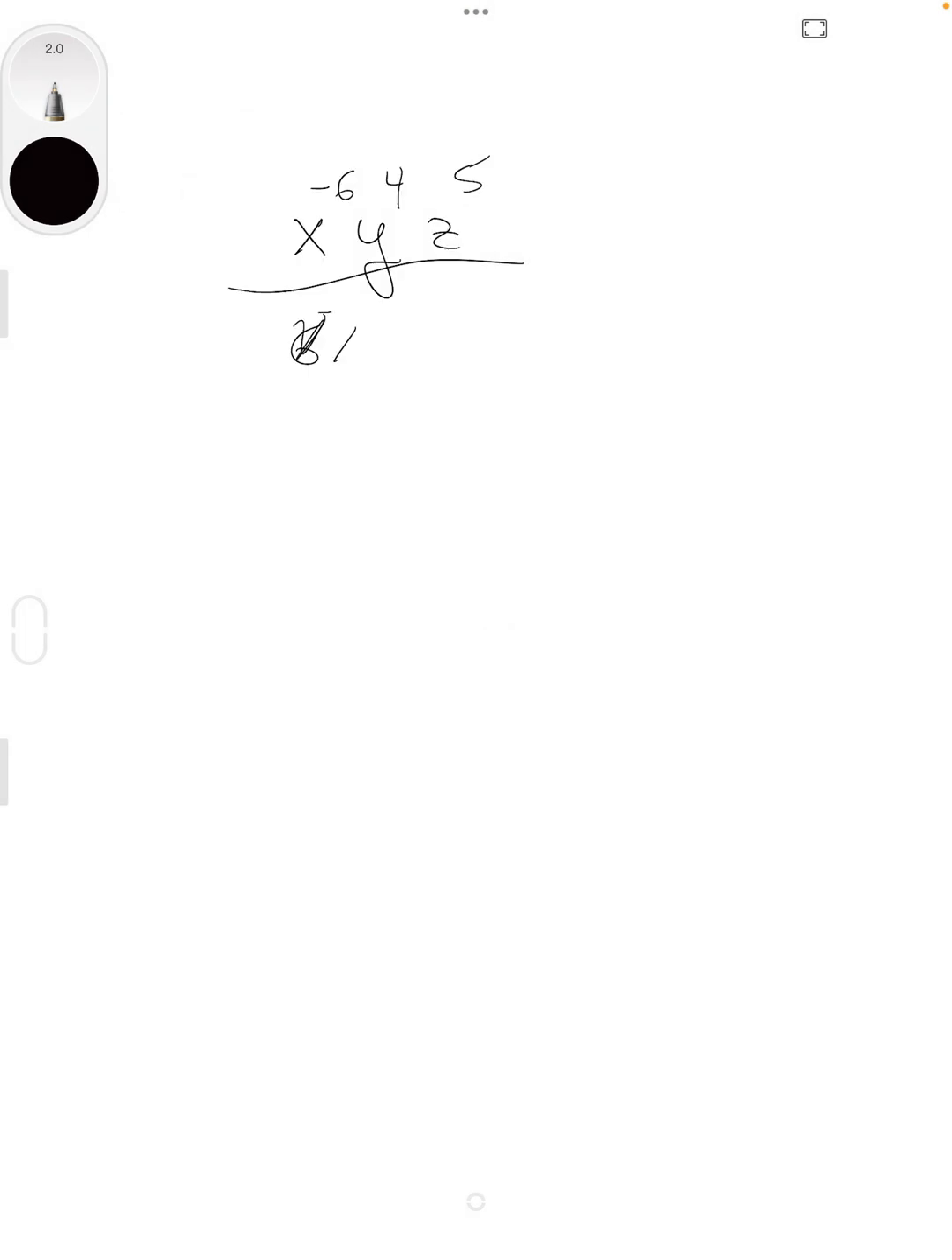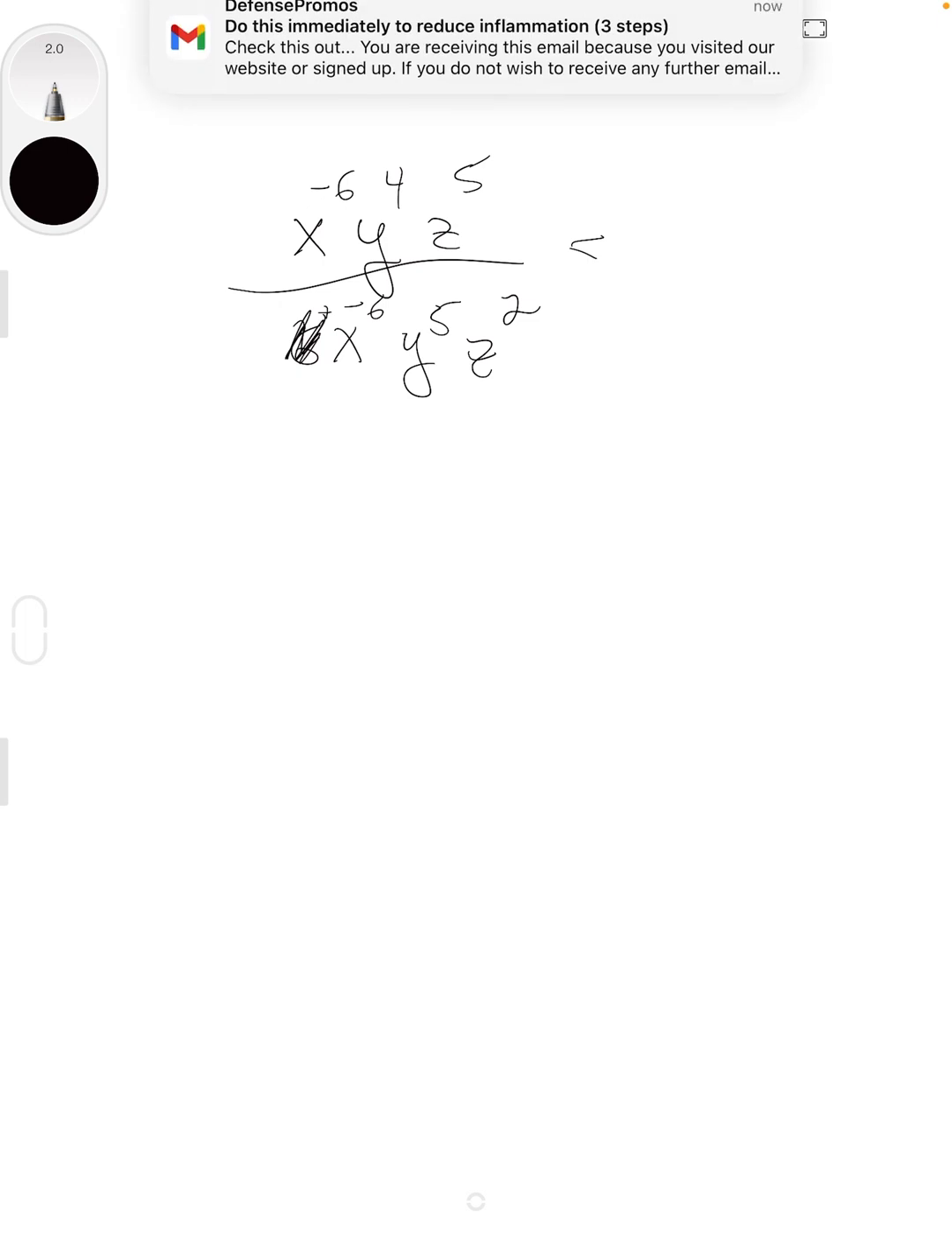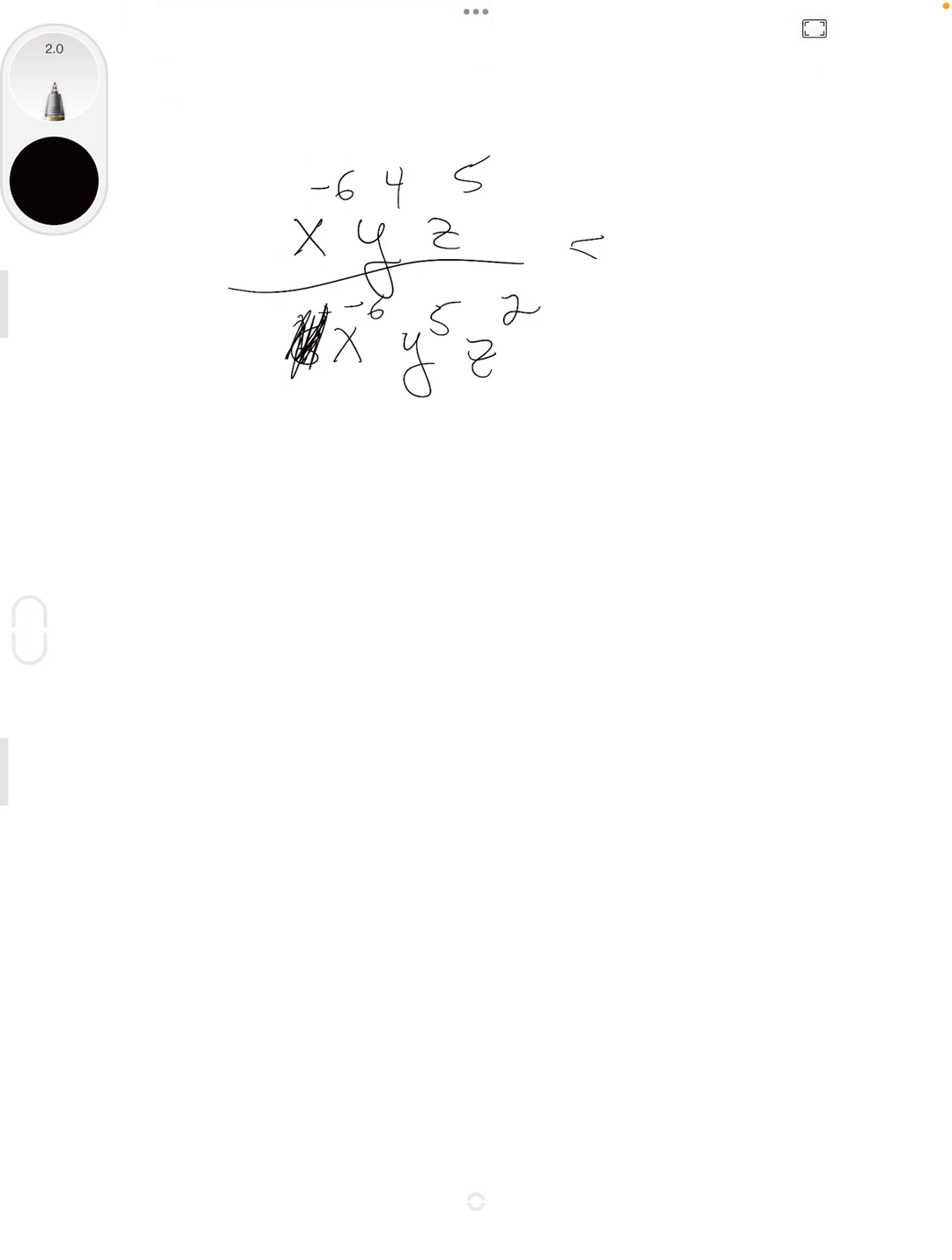x to the negative 6, times y to the 5th, z to the 2nd. Okay, so in this case, again, ignoring this piece, is x to the 6 over x to the 6. Well, that's just 1. Anything over itself is 1. y to the 4th over y to the 5th. Well, what's 4 minus 5? That's negative 1. And what's z to the 5 over z to the 2nd? That's z to the 3rd. 5 minus 2 is 3.